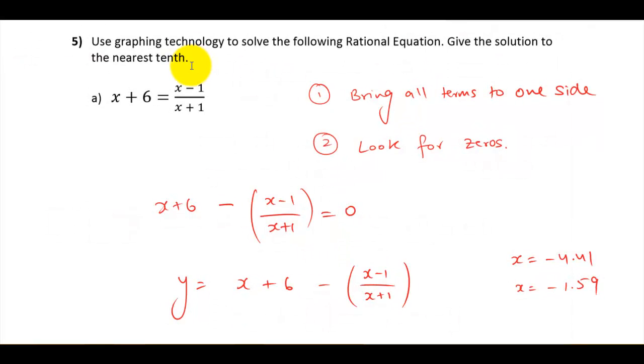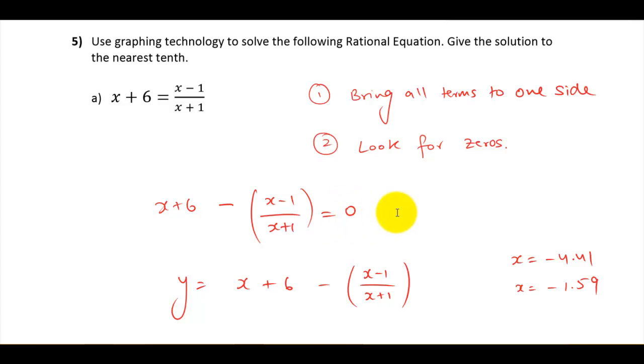Okay, as part of our last example in the notes today, we're going to learn how to use graphing technology to solve the following rational equations and give the solution to the nearest tenth, one decimal place. So what we need to do here is very similar to what we've been doing with other functions. It's just a matter of us taking this expression and plugging it into a graphing calculator. So to do that, what I have done is I have brought everything over to one side of the equation. I brought the entire expression over to the left hand side there, and then it equals 0.